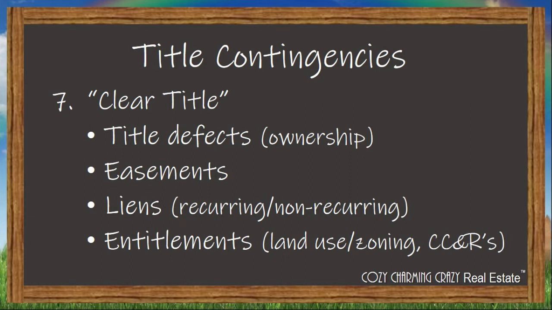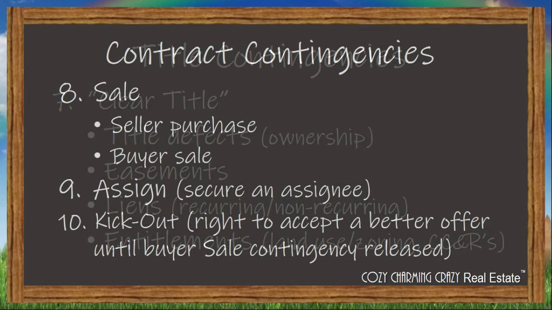Another significant thing that comes out of a title search are entitlements, and that is the land use and zoning for the property, plus any requirements from CC&Rs if there is a covenant or homeowners association, HOA, especially if the buyer wants to use that property for a use that is not allowed by land use and zoning requirements or CC&Rs. They need to know that. And that should be a contingency for the buyer.